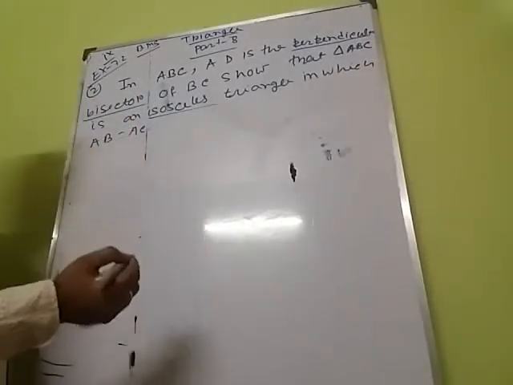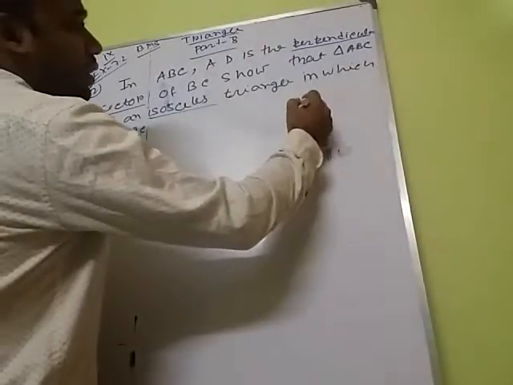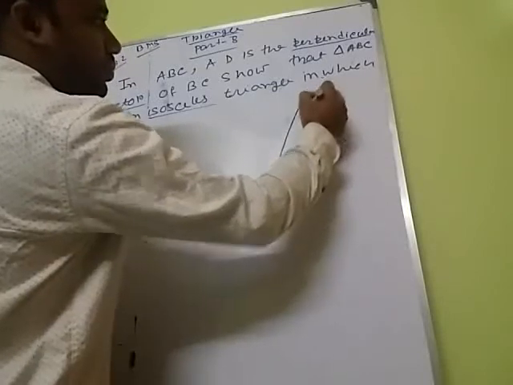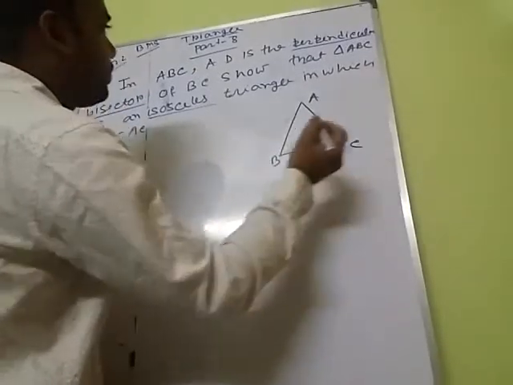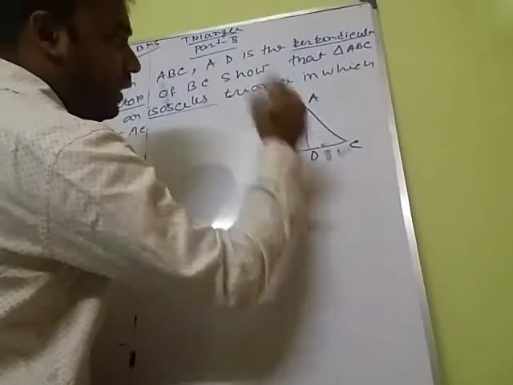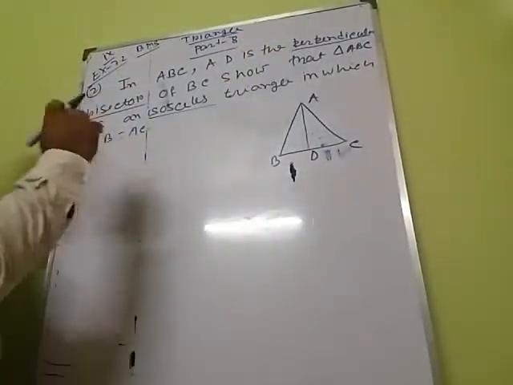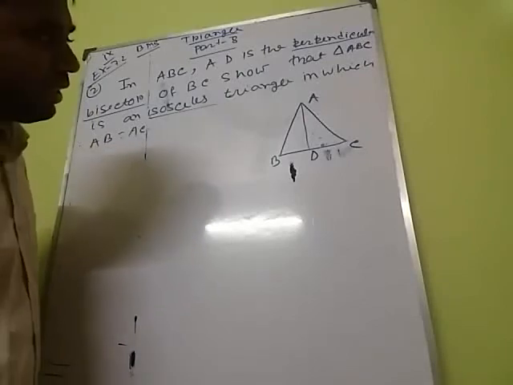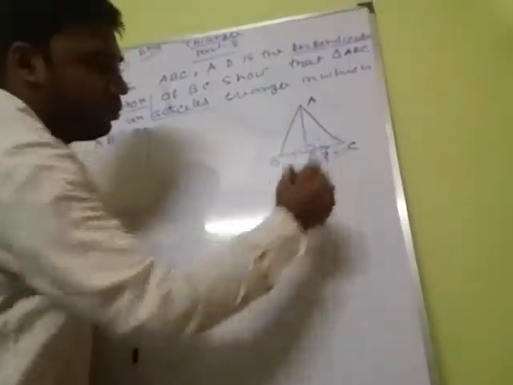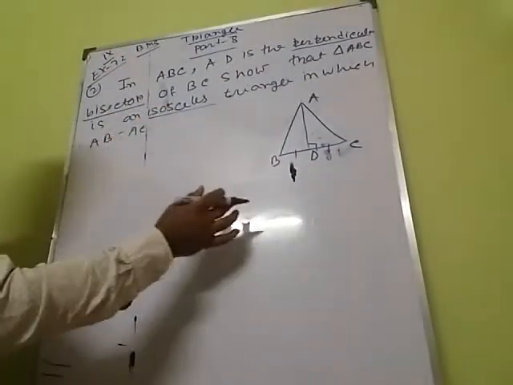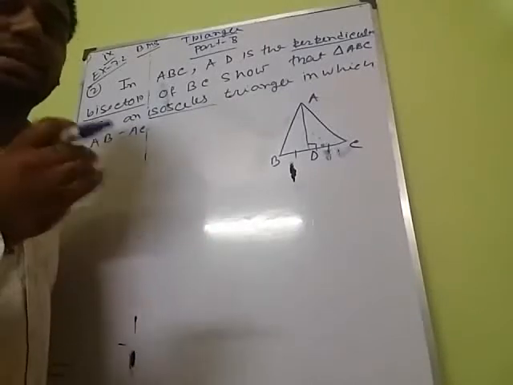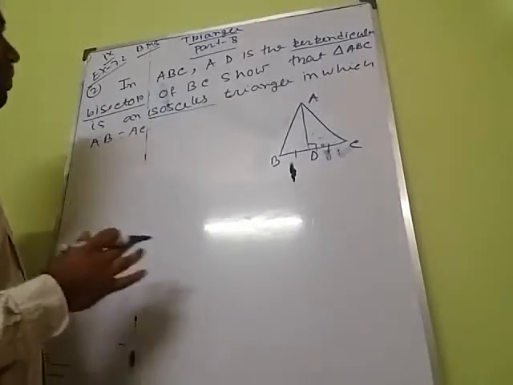So I am drawing the figure, triangle ABC. AD is the perpendicular bisector. As it is given that AD is the perpendicular bisector, the angle is 90 degrees and BD equal to DC. We get these two pieces of information as it is given that AD is a perpendicular bisector.